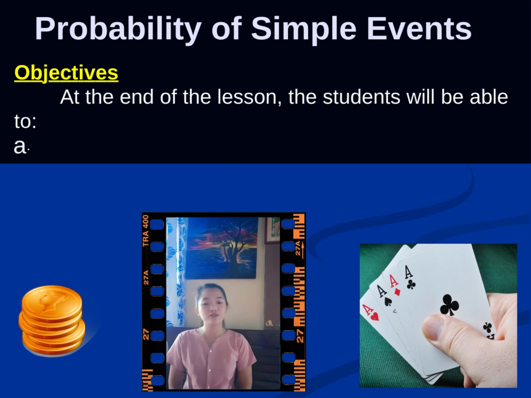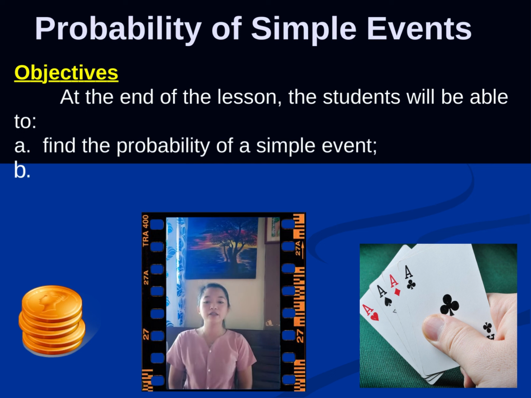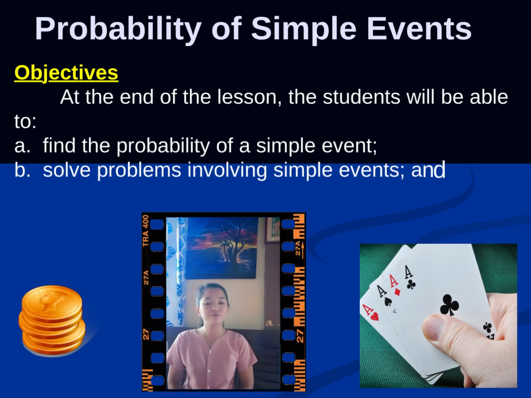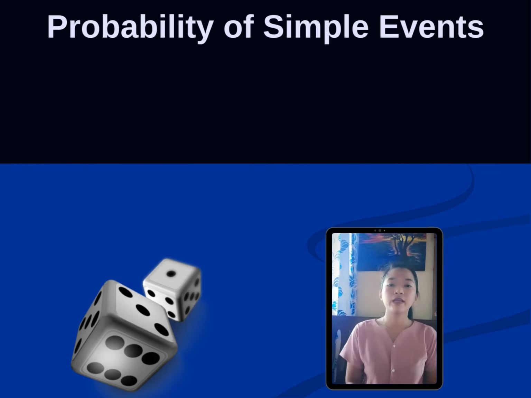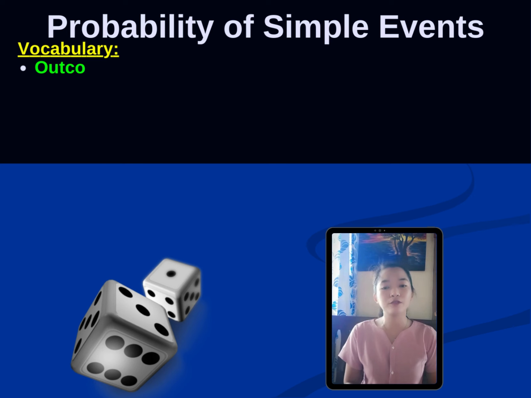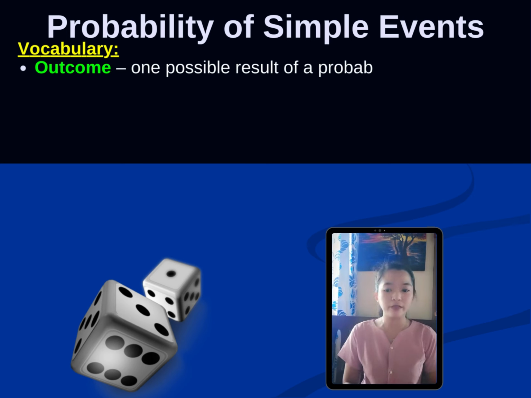At the end of the lesson, the students will be able to, first, find the probability of simple events. Second, solve problems involving simple events. And third, cooperate in the class activities. Let us now unlock the terms that are useful in learning probability of simple events.